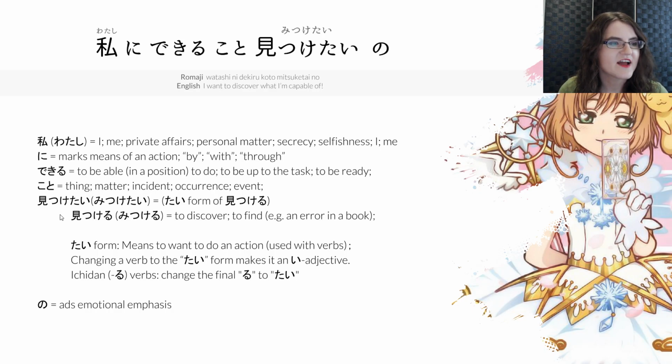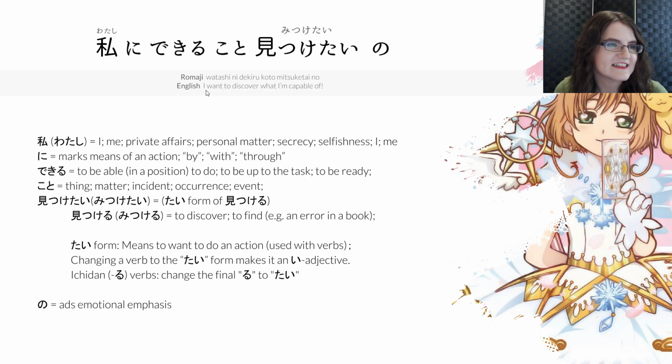And then this mitsuketai is the tai form of mitsukeru, which is to discover or to find. And this is an ichidan ru ending verb, so that ru changes to tai. This is kind of like you change it to its past form and you add on i. So like, mitsuketa would be the past form, then this i makes it its tai form. So mitsukeru, mitsuketai. So I want to discover the thing that I'm able to do, the things that I can do by myself, what I'm capable of. And the no here is adding emphasis.